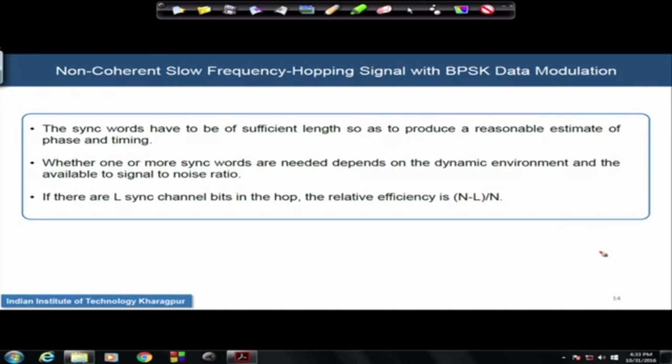In the next module, we will have a discussion on the remaining two types of spread spectrum communication systems, that is, time hopping as well as hybrid.